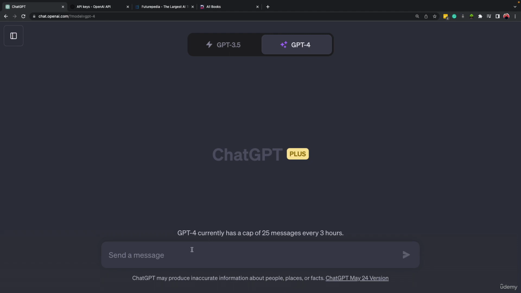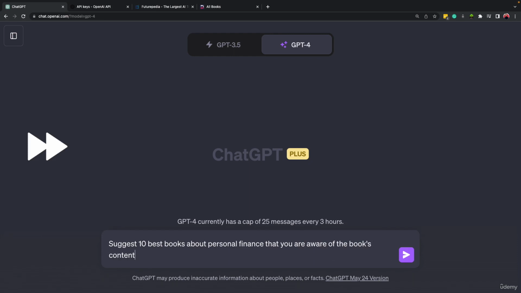So let's begin with an example. The first thing that I always do, for example, if you have a book in your mind, you can tell ChatGPT, all right, I want you to teach me this specific book. If not, for example, you want to learn something about personal finance, you can come and tell ChatGPT, suggest 10 best books about personal finance that you are aware of the book's content.